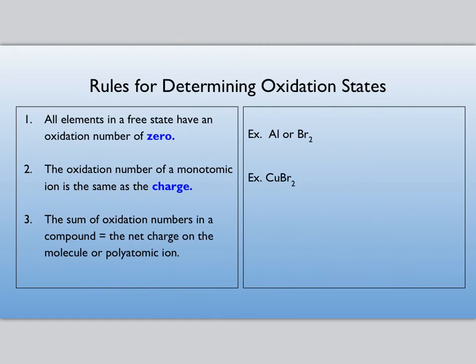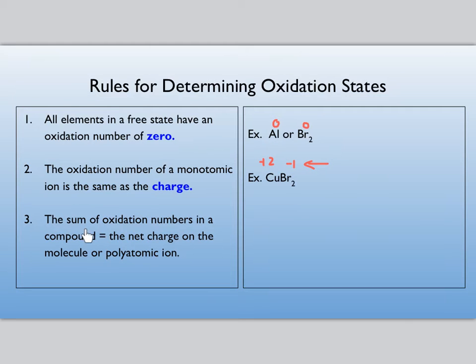Let's take a look at the rules for determining oxidation states of elements, either by themselves or in a compound. The first rule says all elements in a free state have an oxidation number of 0. So, if we look at these two examples, the aluminum and the bromine atoms both have oxidation states of 0. In number 2, the oxidation number of a monatomic ion is the same as the charge. In copper 2 bromide, the charge on the copper is positive 2 and the charge on the bromide is negative 1. Those are oxidation states.